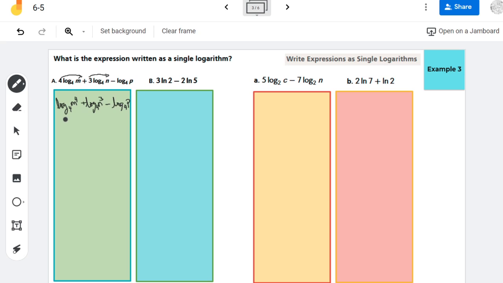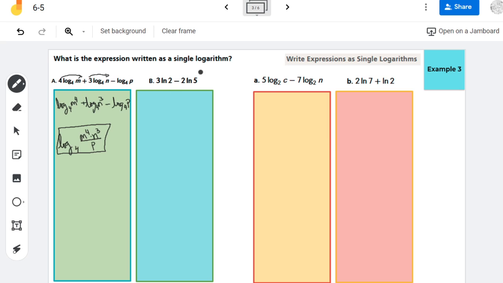So then our next thing is we want to make sure that you still have the same base on all these logarithms, but now we're going to combine them into a single one. Now the logarithms that are positive, those go on top. So the m to the 4th goes on top of the fraction, so does the n to the 3rd, and those are being multiplied together. Now this minus log base 4 of p causes that p to go down below because of the negative in front of the log. So there we are, that is that single logarithm.